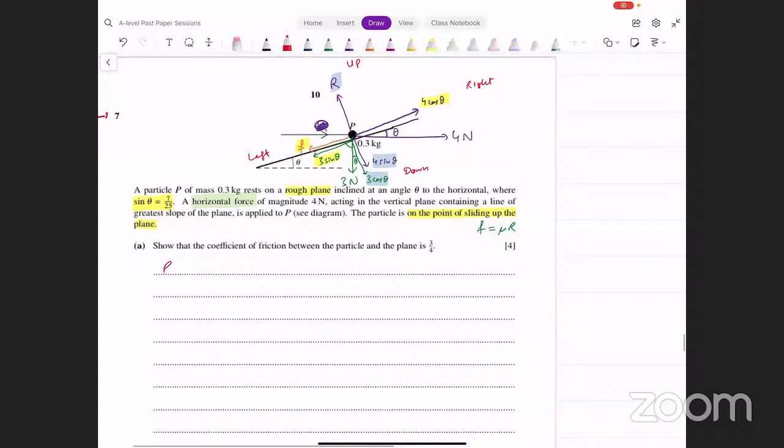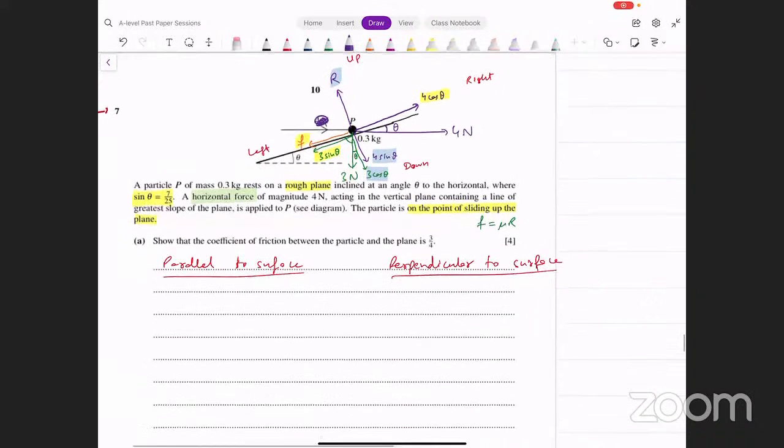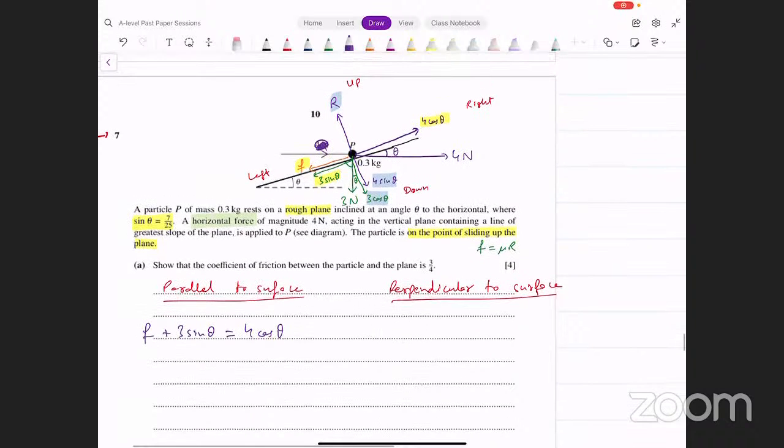I'm going to write here parallel to surface forces. Yani right, left. And we've got perpendicular to surface forces. Up, down. लेफ्ट पे कौन सी फोर्स लग रही है? फ्रिक्शन. और कौन सी लग रही है? 3 sin theta. Their sum should equal 4 cos theta. That's the force acting towards the right side. Upward forces are R, downward forces are 4 sin theta and 3 cos theta.